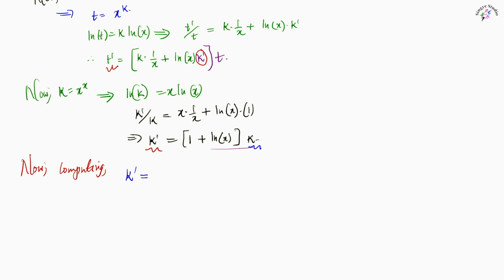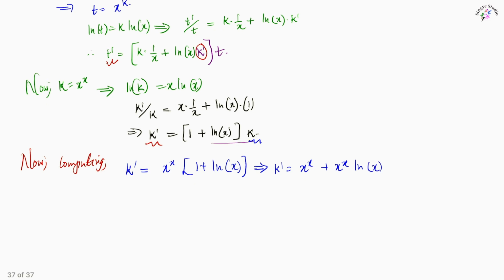This k is x raised to x, right? It is x raised to x times 1 plus ln x. Okay, and we can distribute this x raised to x as x raised to x plus x raised to x times ln x, because we have to do lots of simplification later.